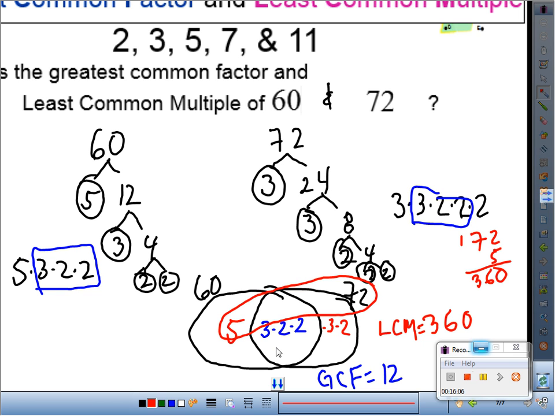So 30 times 12 is 360. Boom. It's still the same. You guys see that also here? 6 times 5 is 30, times 12, that's still 360. Do another one.